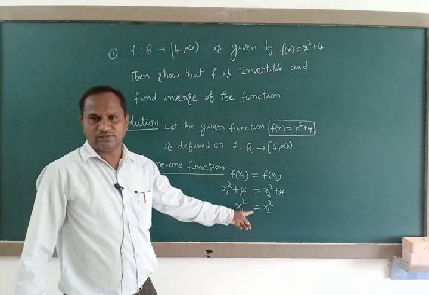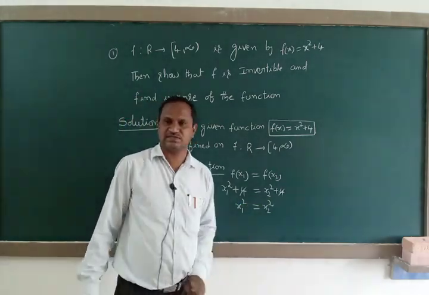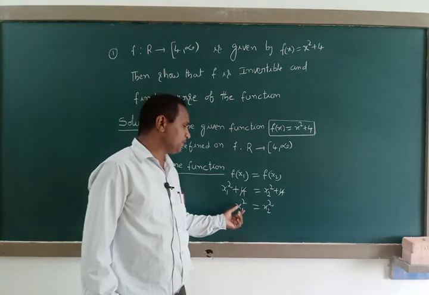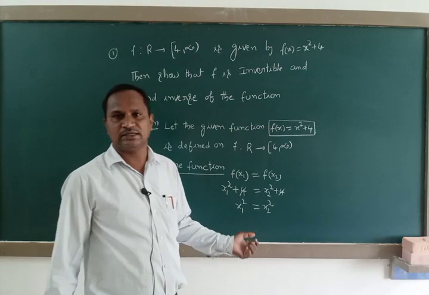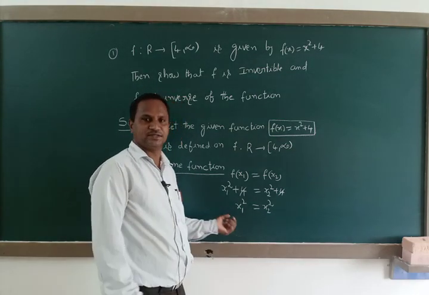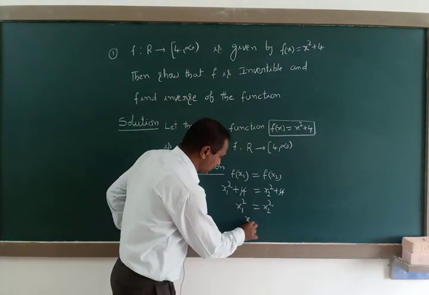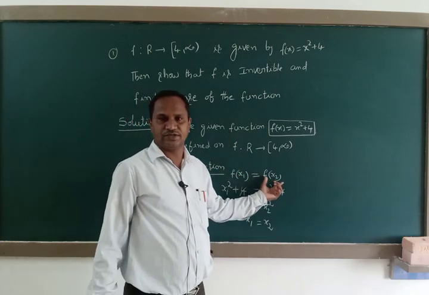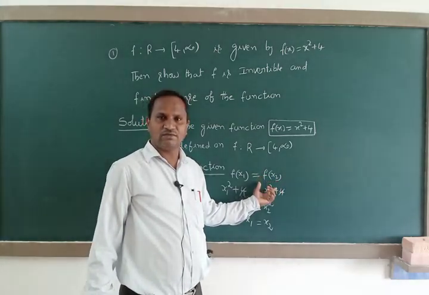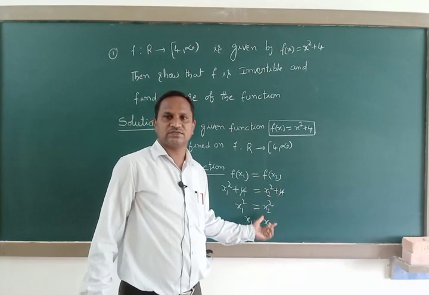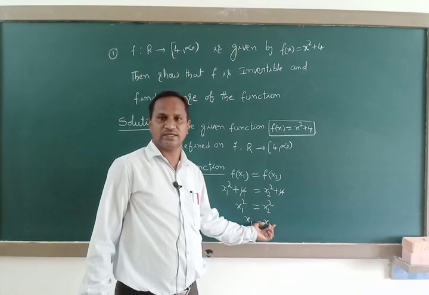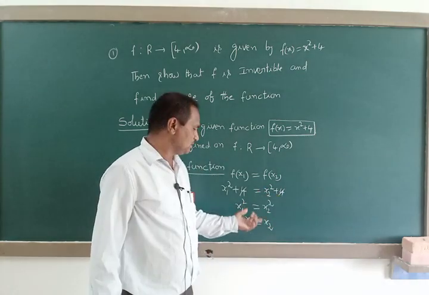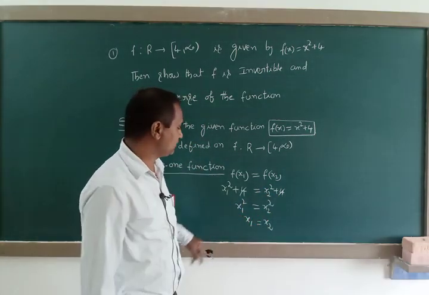The equal symbol is there, and they have the same powers, that is 2. x1 power is 2 and x2 power is 2. Then directly we can write equality of their bases: x1 is equal to x2. We considered f of x1 is equal to f of x2, and on solving we must get x1 is equal to x2. We got x1 is equal to x2 with the help of the equation f of x1 is equal to f of x2. Therefore, we can say that f is a one-one function.